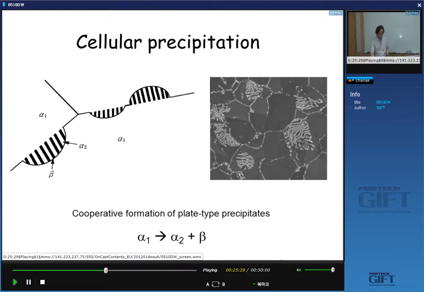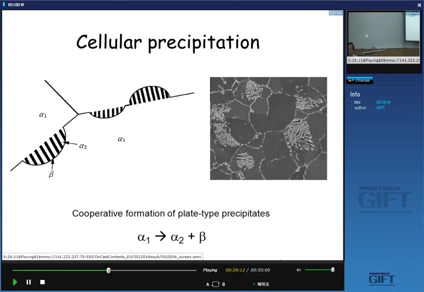So let's think about another diffusional transformation, pearlite transformation in steel. When a second phase precipitates in the parent phase, usually the shape is round because a round shape can minimize the surface interface. But sometimes we can observe the second phase precipitate like a plate type along the grain boundary of the parent phase, and form this kind of cellular structure.